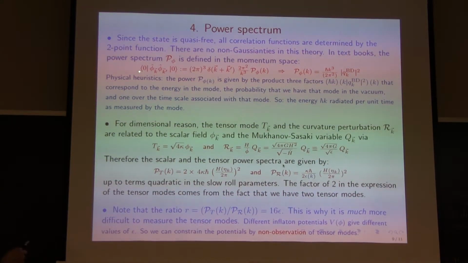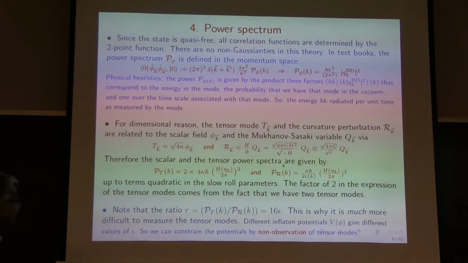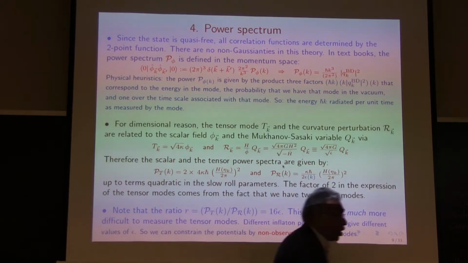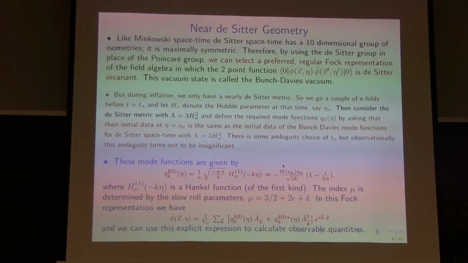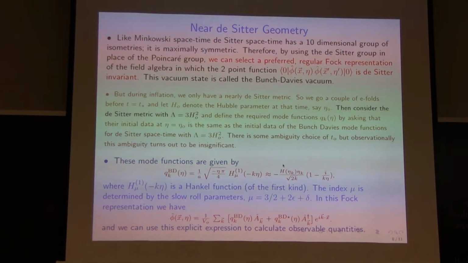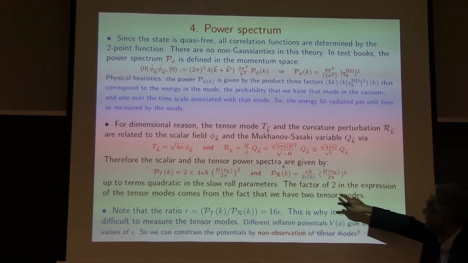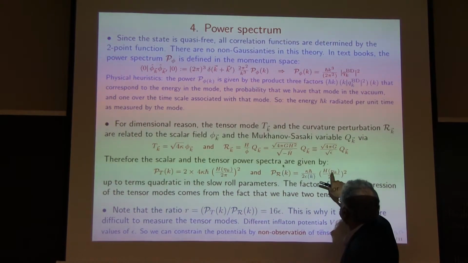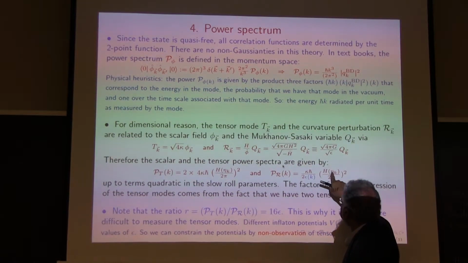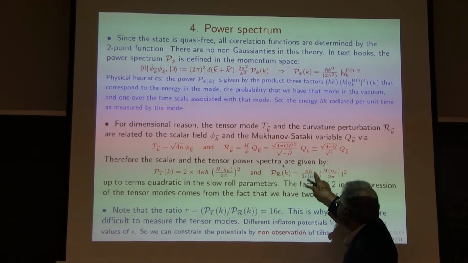So as a result, if I calculate what this is, then what one finds is that the scalar and the tensor product power spectra are given by some factors. Remember, in the last transparency, we saw that these QKs are related to the Hubble parameter at the time that the mode exits the Hubble horizon and so on. And so the statement is that what appears up here is really the value of the Hubble parameter at the time that the mode exits, times this kappa h bar.